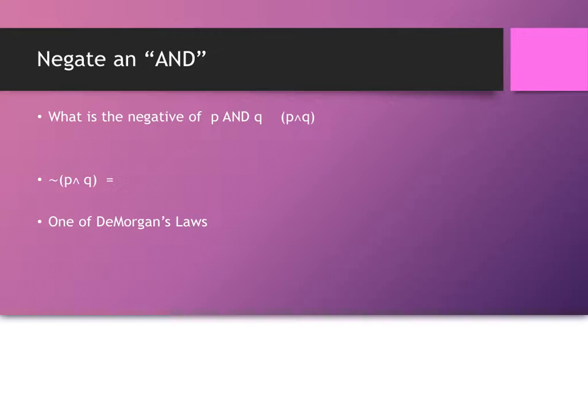So let's negate a P and Q. Now, here's the deal. When we negate a P and Q, remember if you recall subsets, we did this in our set notation: we had A intersect B and we negated it. And it turned out that that was the same as negating A union negating B. This is one of De Morgan's laws. It basically says not P or not Q.